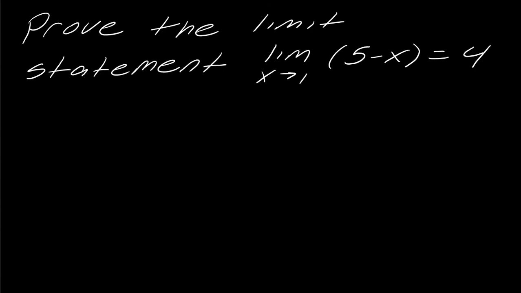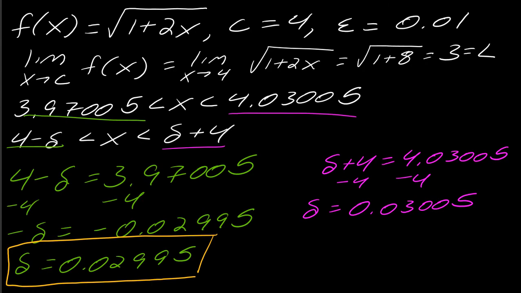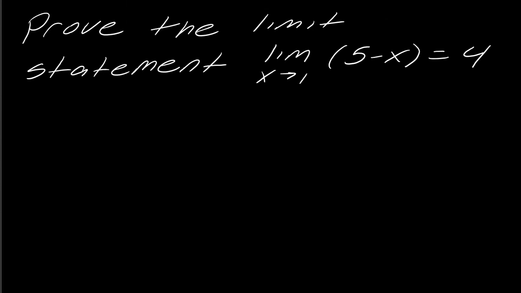And now for the very last problem. Prove the limit statement. This is really referring to finding the epsilons and deltas that we need to make this particular statement true. This problem differs from the previous one because in the previous one we had a specific epsilon, epsilon equal to 0.01. This problem has no specific epsilon, so we're dealing with the most general case of epsilon that we possibly can.